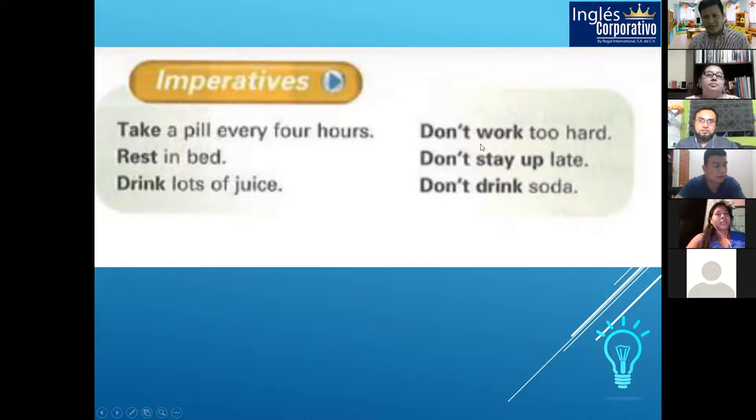And then we got negative imperatives. You know, as you see here, en ninguno de estos usamos personal pronouns. We don't use it, right? For imperatives. Okay. How do you say it, Wilfredo? This one? Don't work too hard. Okay, very good. What about this one? Don't stay late. Okay, nice. This one? Don't drink soda. Okay, very nice. Thank you.